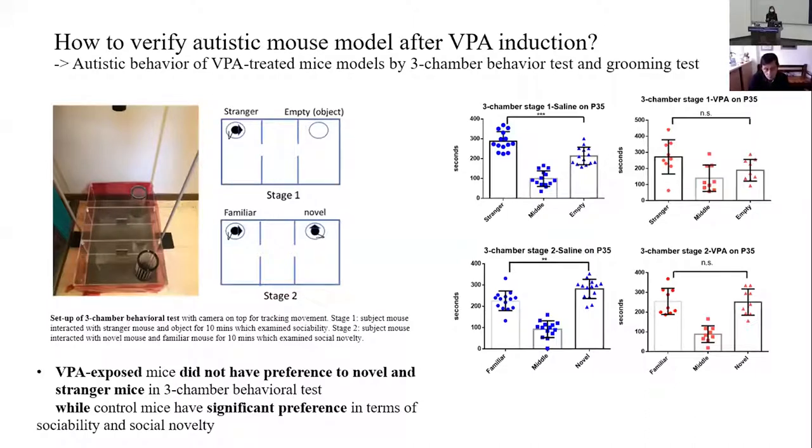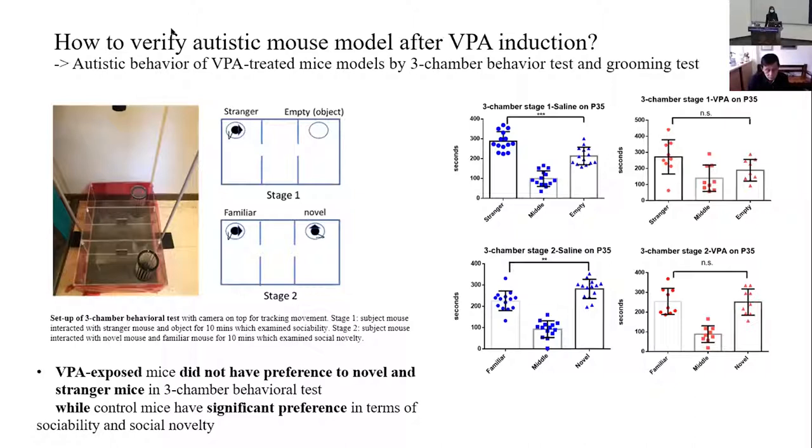And the second stage is also for 10 minutes. The subject mice will be allowed to move freely between these two regions for 10 minutes. And there will be a familiar mouse and also a novel mouse. So the time they spend with the mice when sniffing will be calculated by software.